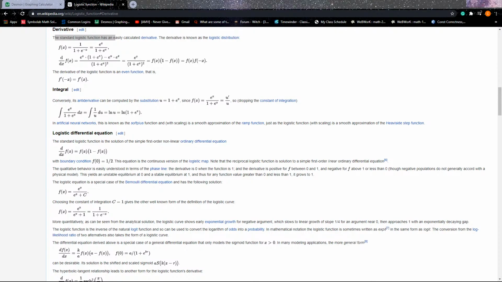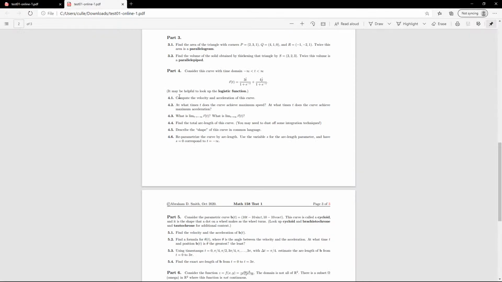Anyways, Wikipedia is savage. They say the standard logistic function has an easily calculated derivative. Alright, it probably is easy. So we can say... Oh, but our problem isn't... Is it negative? I'm not gonna lie. It is negative t. Look at this. I actually missed the tiniest things.